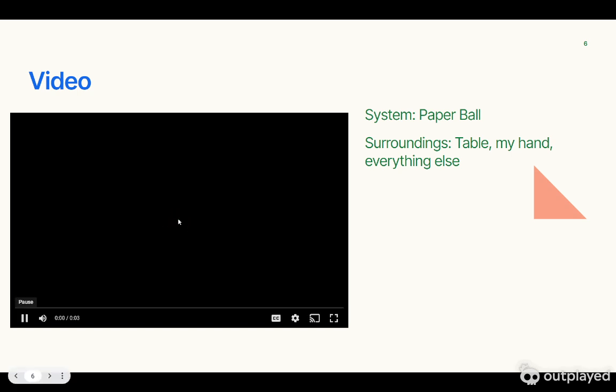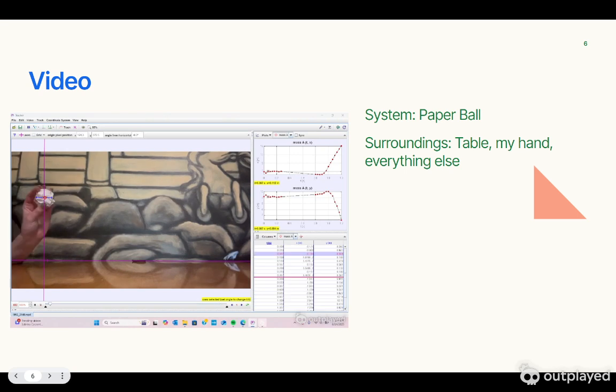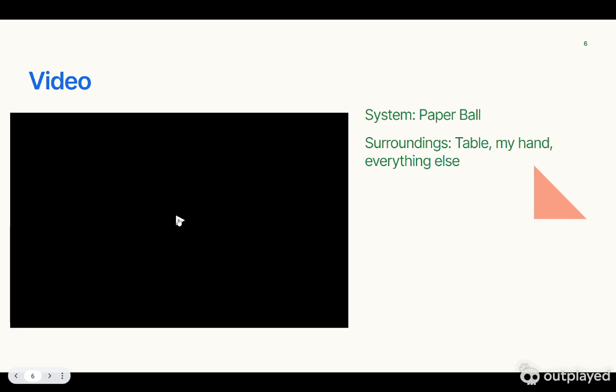Video. This is my video. It's just me throwing a paper ball. I was at work when I took this video. The system is the paper ball, and the surroundings are the table, my hand, and everything else.